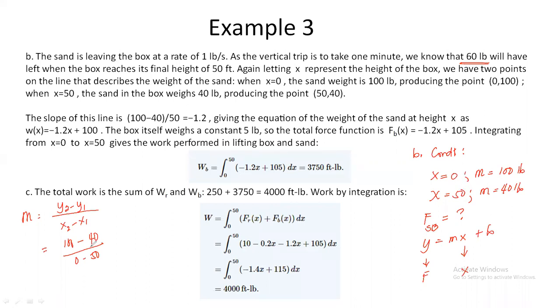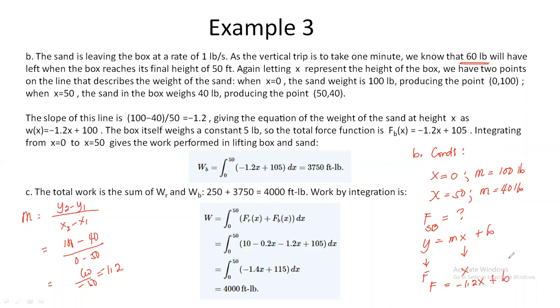Okay? Now we'll have this one equal to 60 over negative 50. And this is equal to 1.2, and that should be negative because you have negative here. So for your formula now, you will have F equal to negative 1.2x plus B.